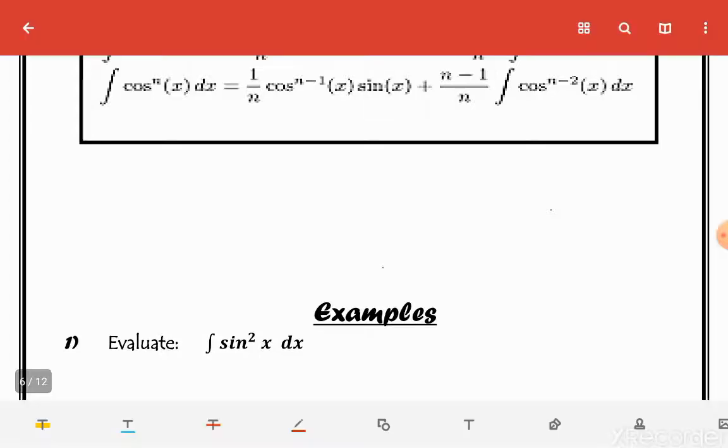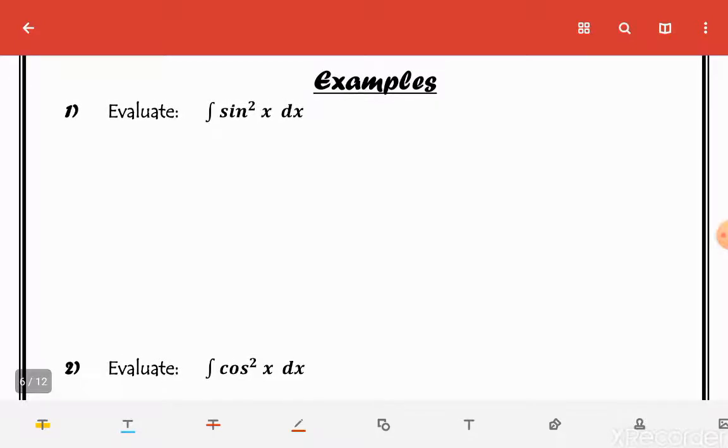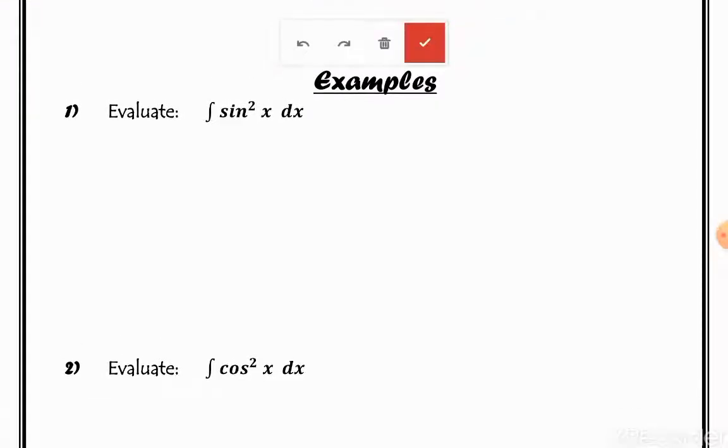Okay, let's start with some examples and apply these two rules. The first example: how to find the integral of sine squared x. We have studied this question before, but we evaluated this integral by using trigonometric identities. But today I'm going to use this way to find the value of the integral of sine squared x dx.